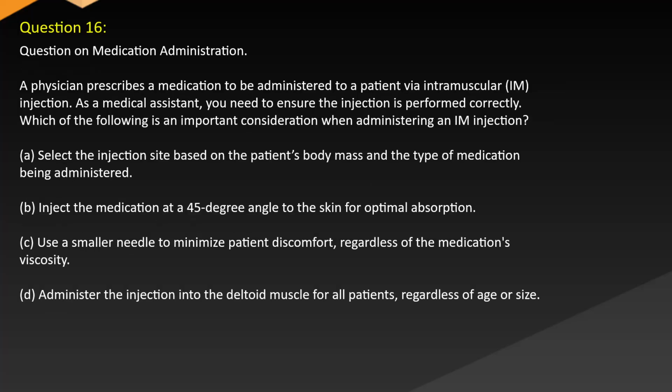Question on medication administration. A physician prescribes a medication to be administered to a patient via intramuscular IM injection. As a medical assistant, you need to ensure the injection is performed correctly. Which of the following is an important consideration when administering an IM injection? A. Select the injection site based on the patient's body mass and the type of medication being administered. B. Inject the medication at a 45-degree angle to the skin for optimal absorption. C. Use a smaller needle to minimize patient discomfort, regardless of the medication's viscosity. D. Administer the injection into the deltoid muscle for all patients, regardless of age or size.